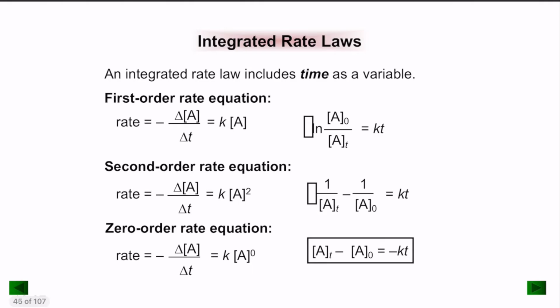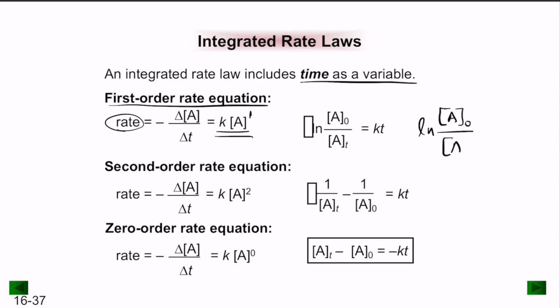So these are examples of the integrated rate law that include time as a variable. For a first order reaction, we know that the rate is minus delta A by delta t, which is going to be k times A to the power 1. Now, the equation in terms of time is given as ln of the initial concentration divided by the concentration at time t equals kt.